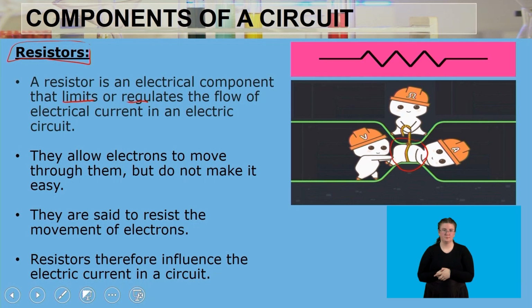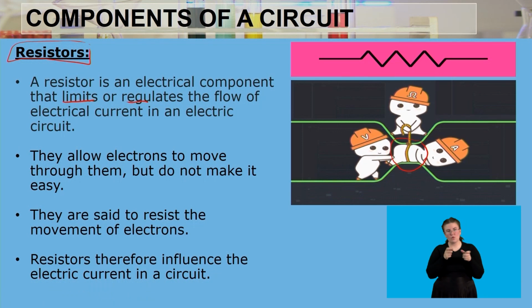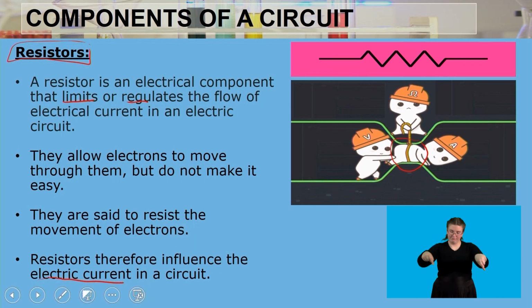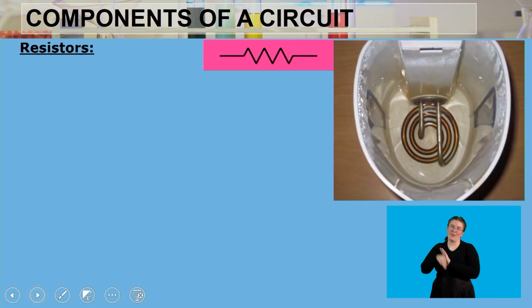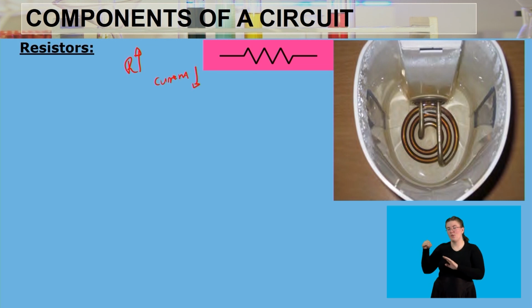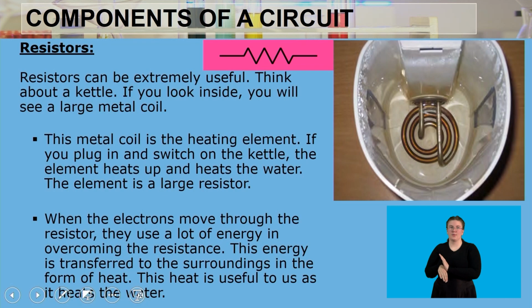So the resistors influence the electric current in a circuit. How do they influence that? Remember, the higher the resistance. If an electrical circuit has a higher resistance, then the electric current within that particular circuit is going to be low, because there is a lot of resistance happening there. So once the resistance is high, the electric current is going to be low. When one increases, the other decreases. That is the relationship they have.